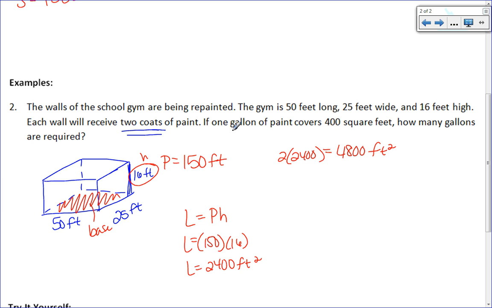Now 1 gallon covers 400 square feet, so I want to group this or separate this into groups of 400 so that I know how many gallons I need. So we're just going to divide 4800 by 400 to get 12. And since this is asking how many gallons are required, I would say 12 gallons.